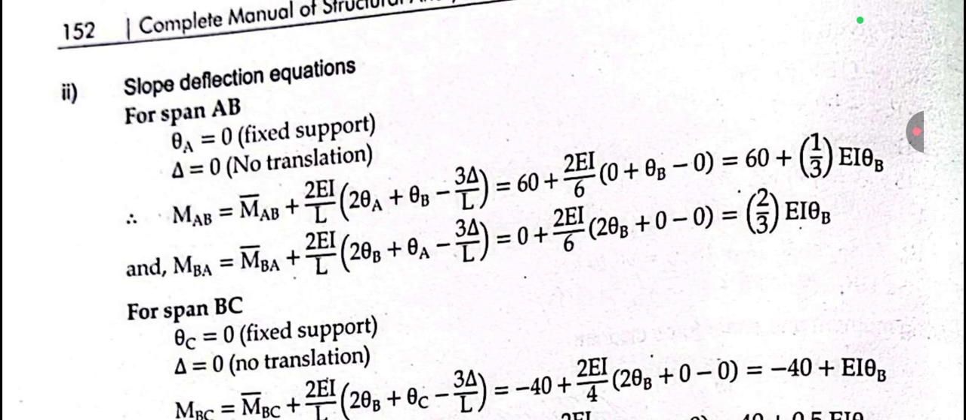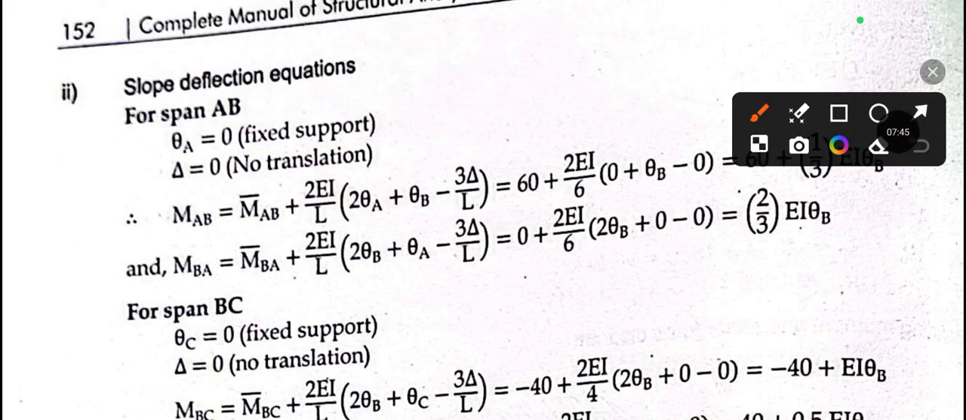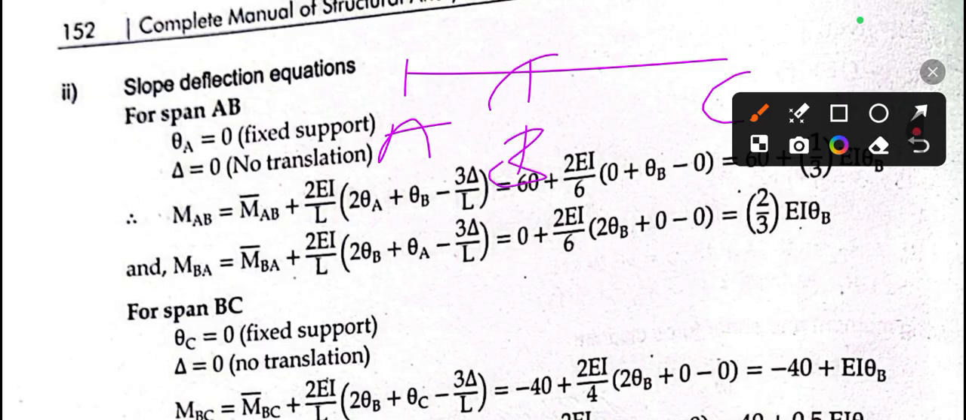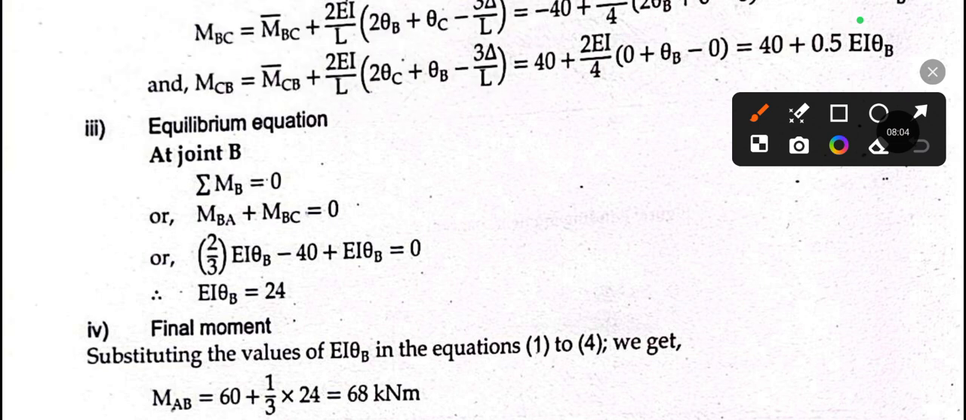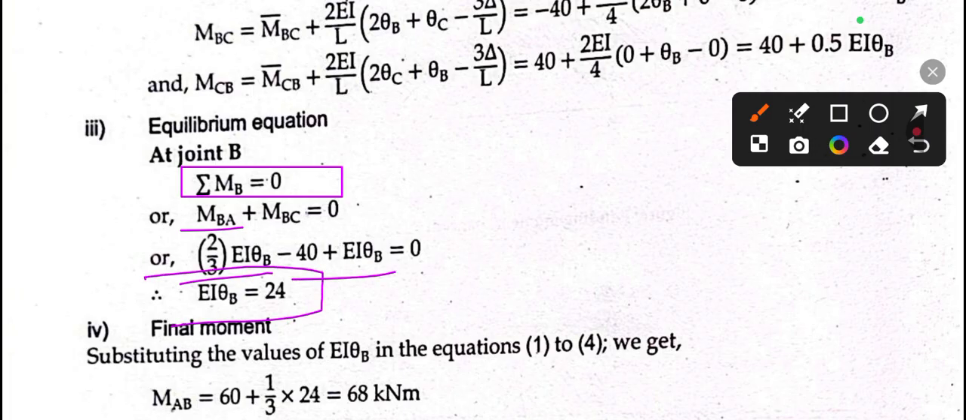So for the equilibrium conditions, you can see here we have 3 different supports A, B, C. So we need to take moment at B equals to 0, sum of moment. It means left of B, that is BA plus BC equals to 0, we need to do. Okay, so for the equilibrium conditions, we have to apply summation MB equal to 0. So the value of MBA is this one, BC is this one, and we got EI theta B equal to 24.